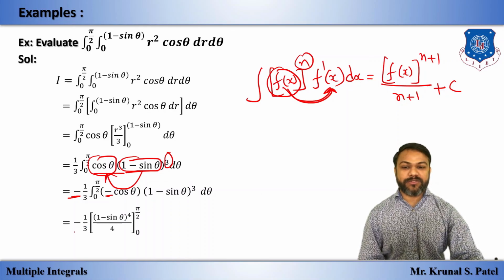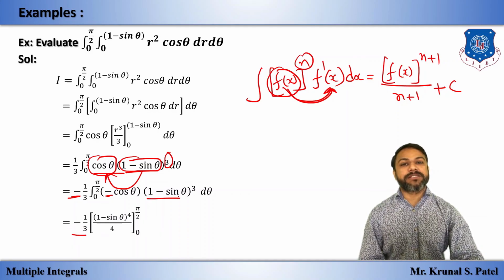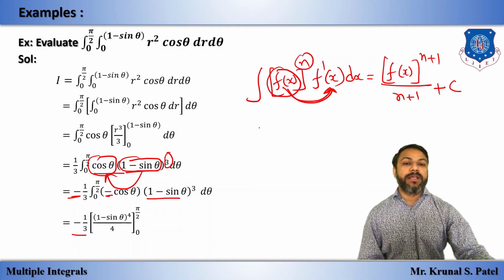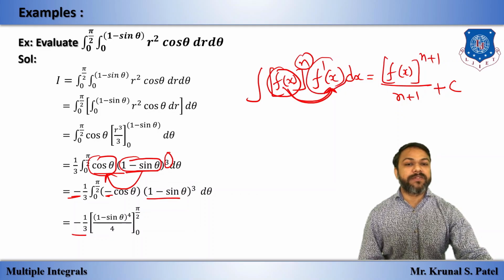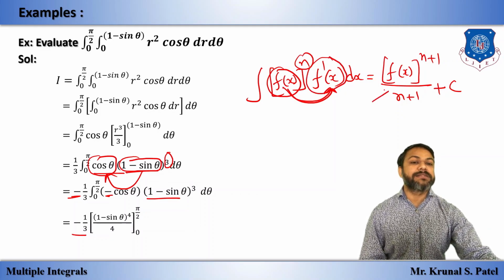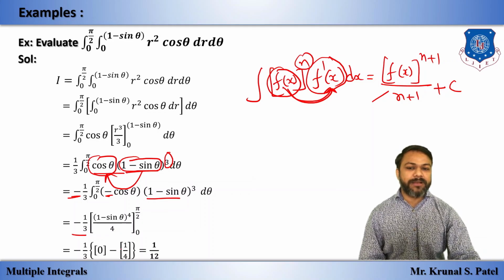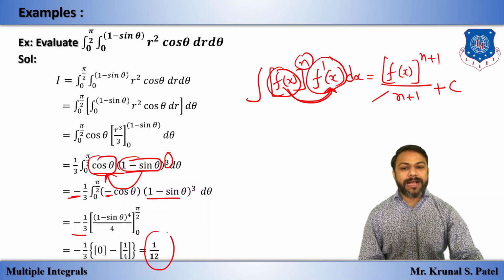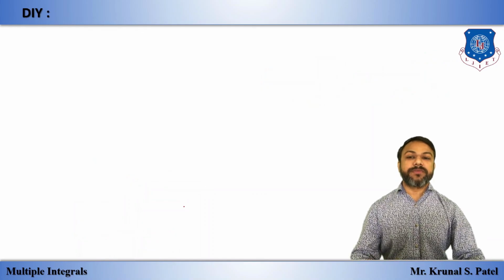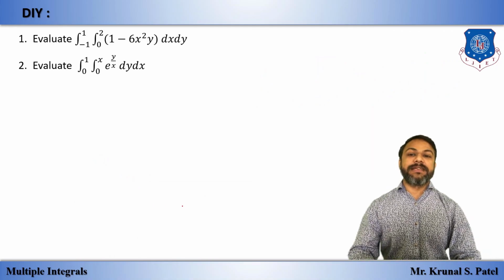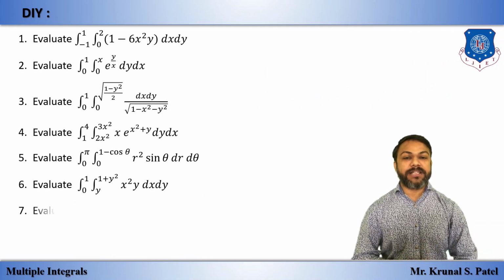So we can apply this formula. The integration gives minus 1 by 3 as it is, and the integration of this is (1 minus sin theta) whole raised to 4 by 4. What about f dash? This will be omitted from the answer. Now upper limit minus lower limit, simple, and we get the final answer. So easy. The same we have as an example for your practice.